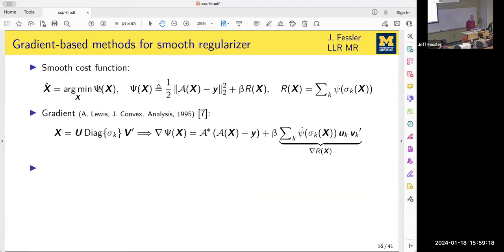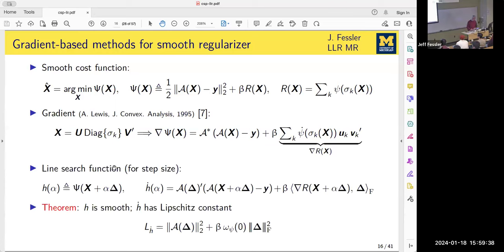Let's put the pieces together then. My overall cost function has the data fit term that comes from the physics of MRI, plus this regularizer that has some smooth functions of the singular values. Putting the pieces together, this is the formula for the gradient: the gradient of the smooth term plus the gradient of the regularizer. I'm probably going to do some kind of line search in the process of optimizing this non-quadratic but smooth cost function.